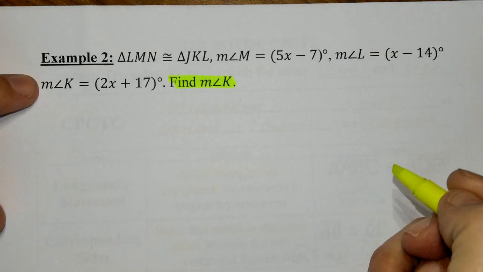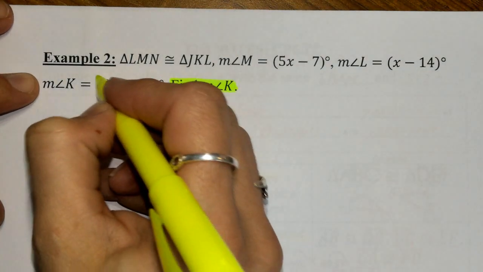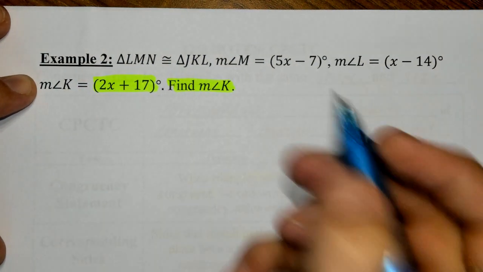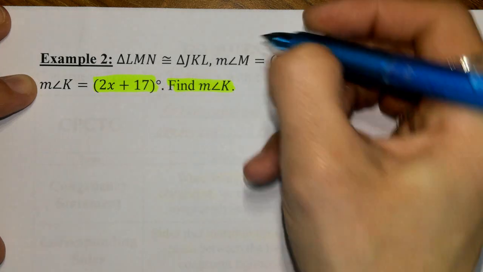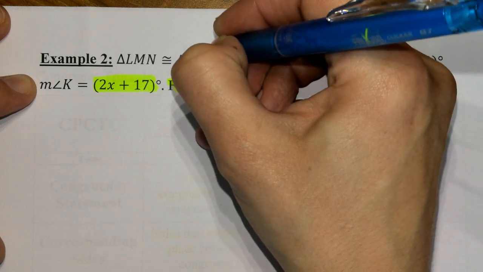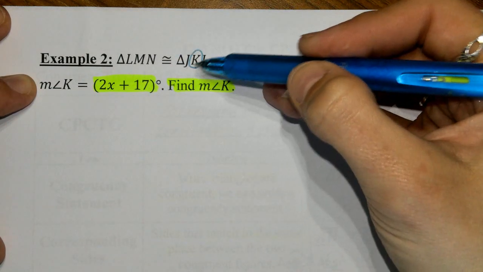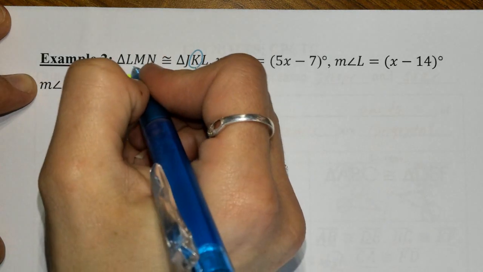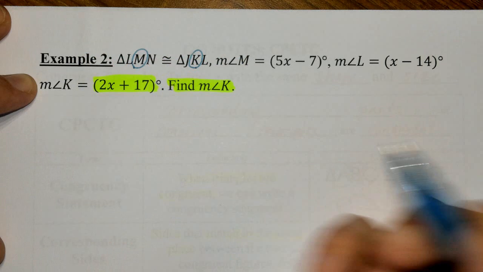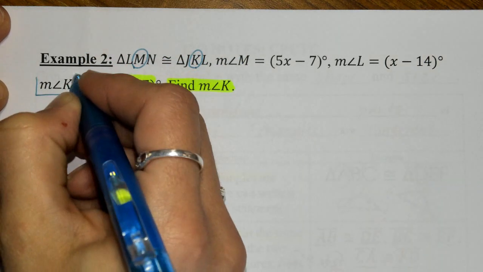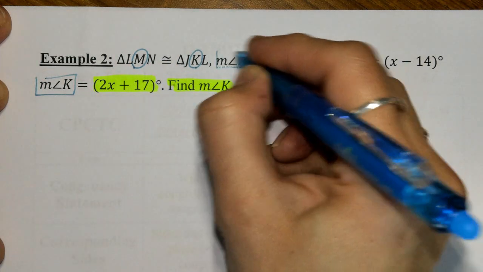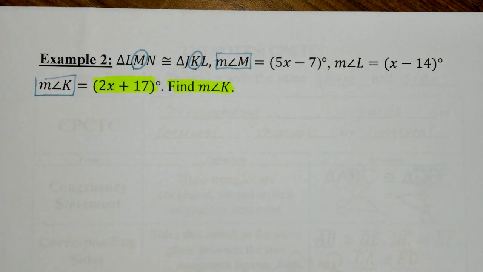So what we need to do is, when we find x, we're going to substitute in right here. Since I want the measurement of angle K, I can just look up in the names and say, okay, angle K is that middle letter. It's going to correspond and be congruent to the middle letter of the other one. So we're going to be looking at angle K and angle M. Angle L is just a little bit of extra information we don't need.